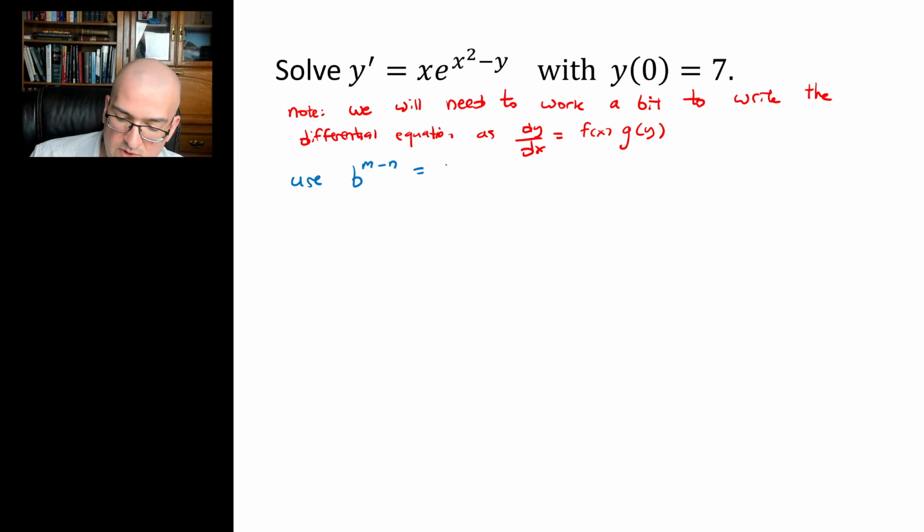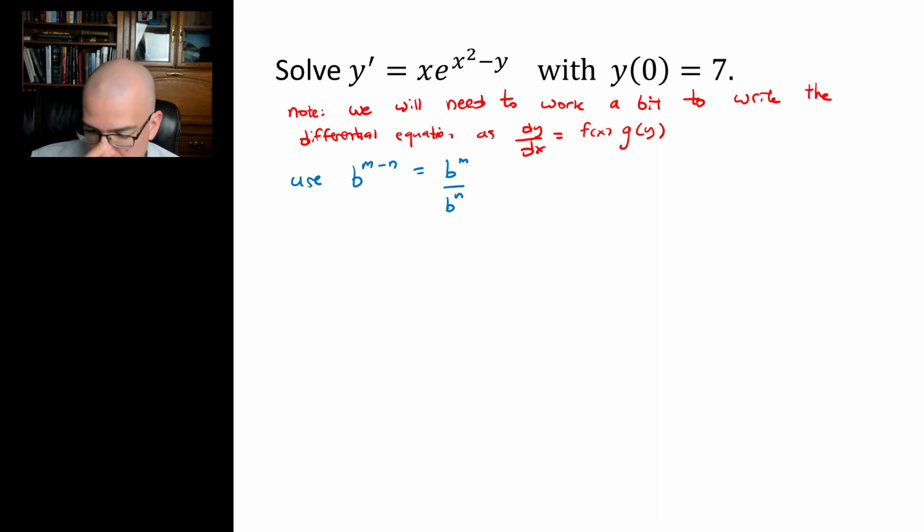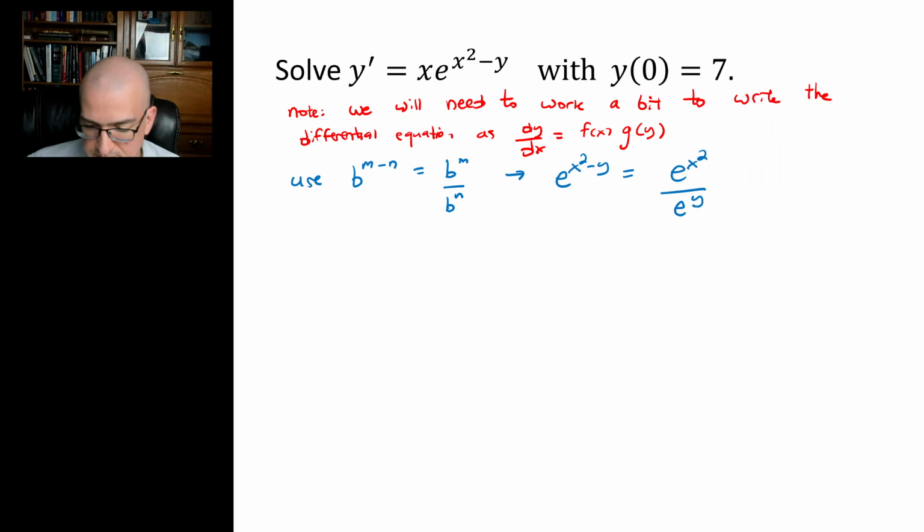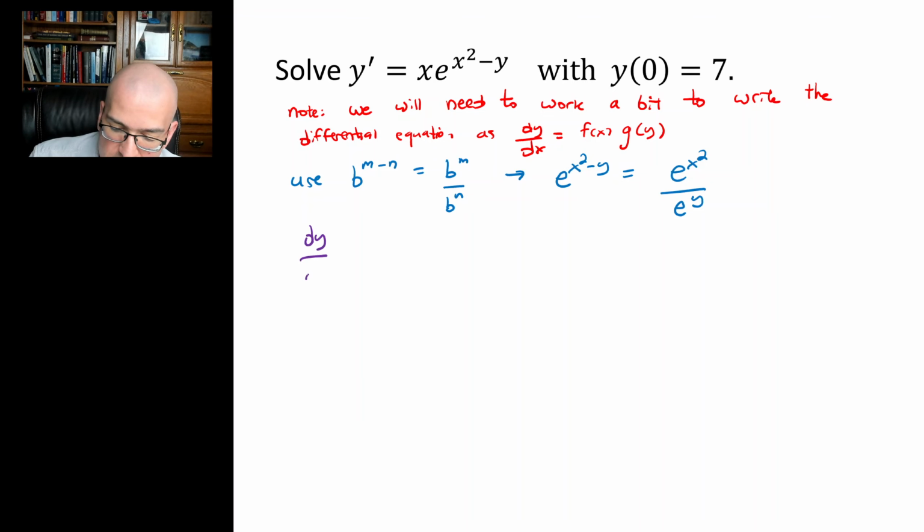Subtract it. Let's go all the way, use a proper exponent law: b to the m minus n is b to the m divided by b to the n. So this means e to the x squared minus y we can write as e to the x squared divided by e to the y. And now it's going to be separable. So let's write down our differential equation. y prime, which is the same as dy by dx, is equal to x times e to the x squared over e to the y.